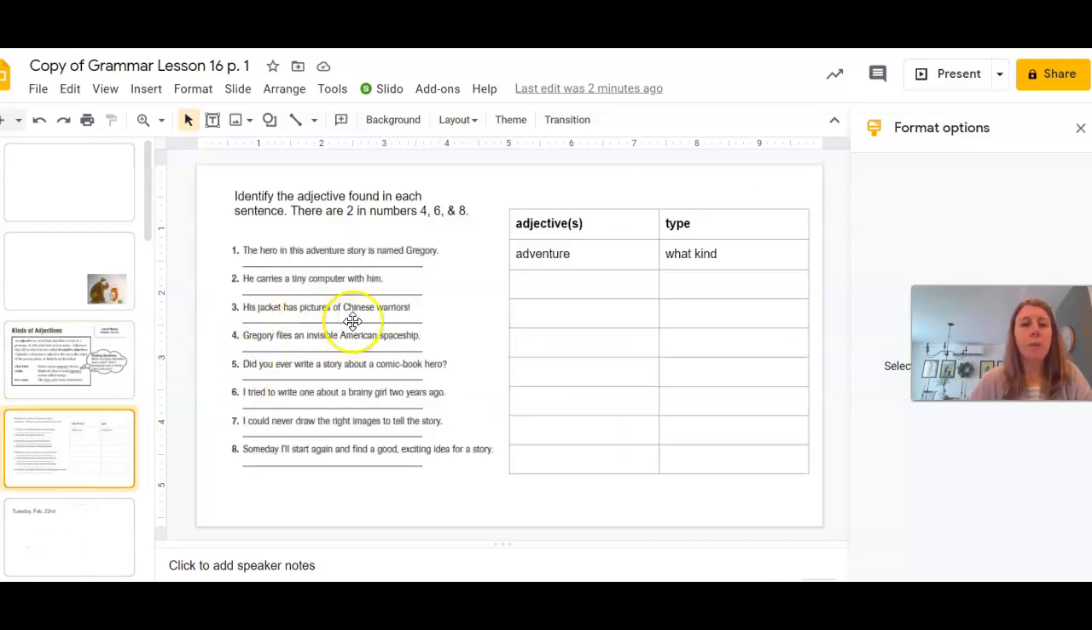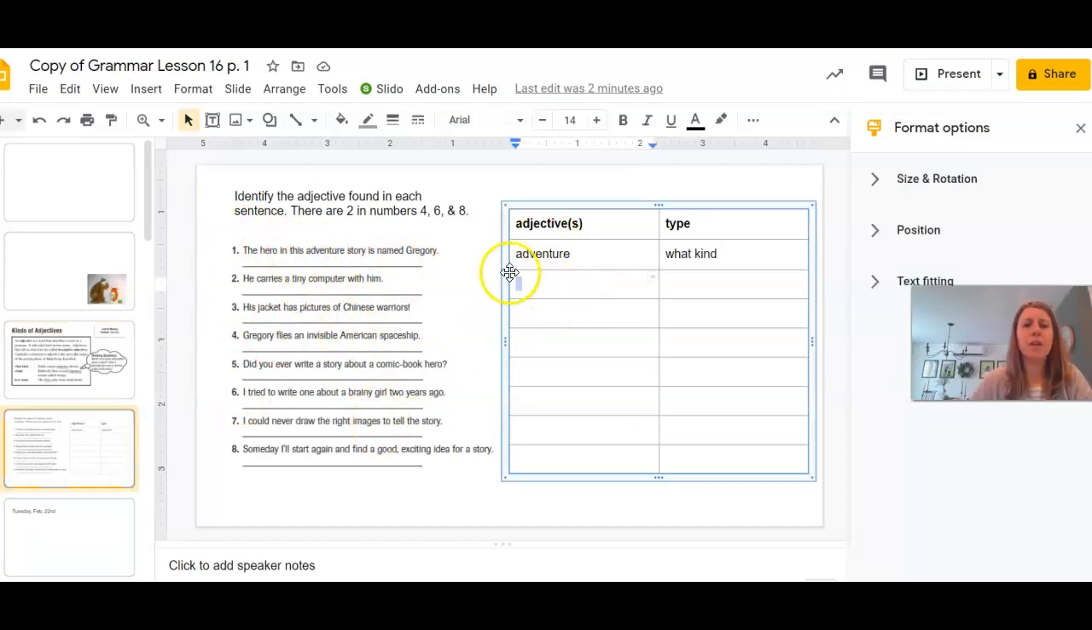So what you're going to do on the following slide is read the sentences. You're then going to type the adjective in this first column, and in the second column, the type of adjective it is. Is it describing what kind, how many, or is it giving the origin of something? So the first one I did for you.